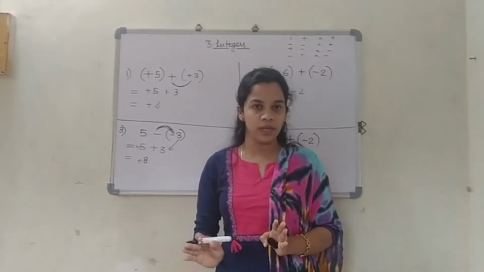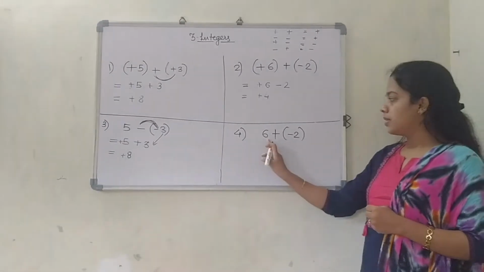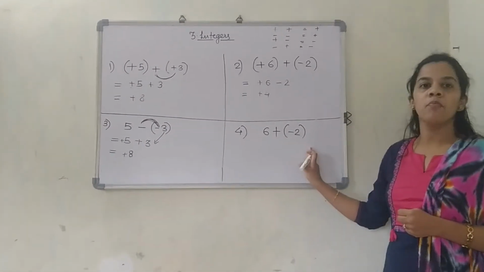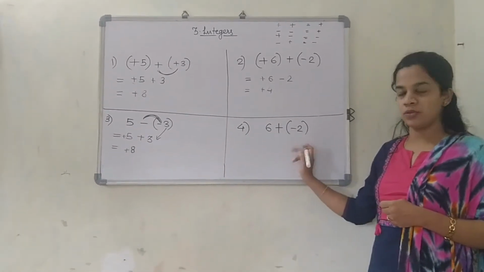No issue. Fine. Now we focus on the fourth problem. Just see over here: 6 plus bracket minus 2.